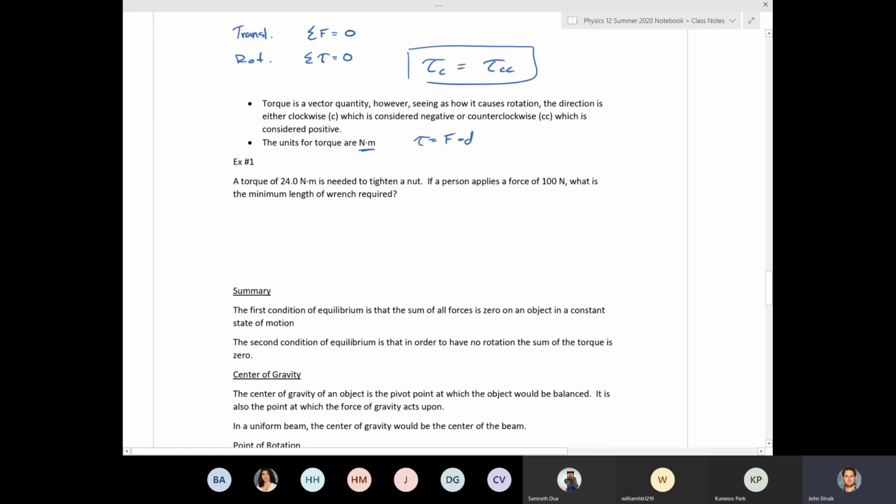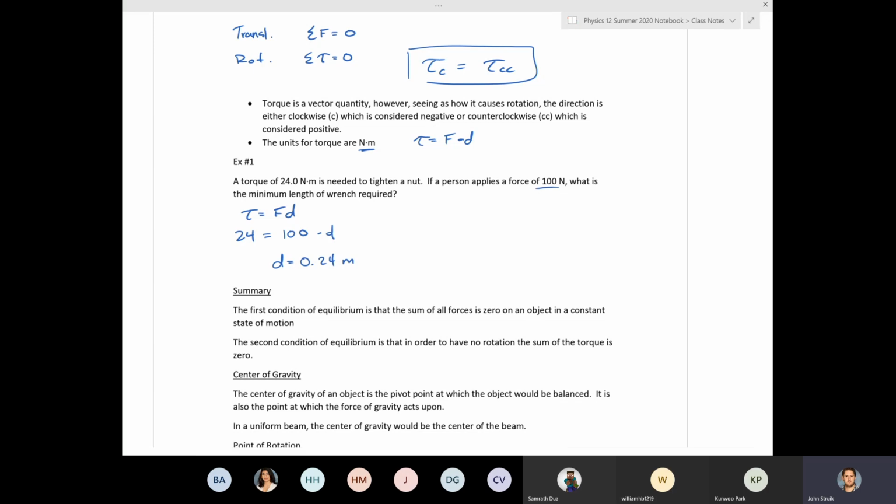There are some pretty basic examples where you're just plugging into a formula. A torque of 24 Newton meters is needed to tighten a nut. If a person applies a force of 100 newtons, what is the minimum length of the wrench required? All we have to do is use torque equals F times D. We need 24 Newton meters, and we can apply 100 newtons, so the distance is 0.24 meters. The wrench has to be at least 24 centimeters.